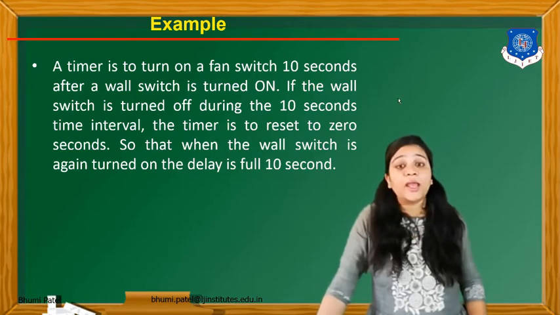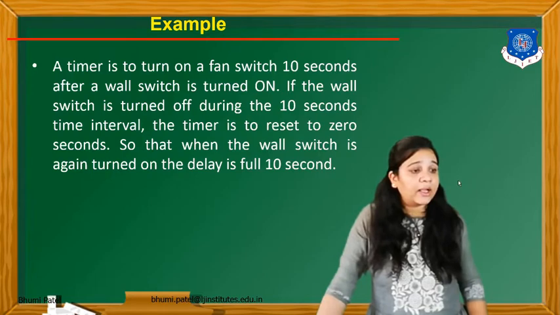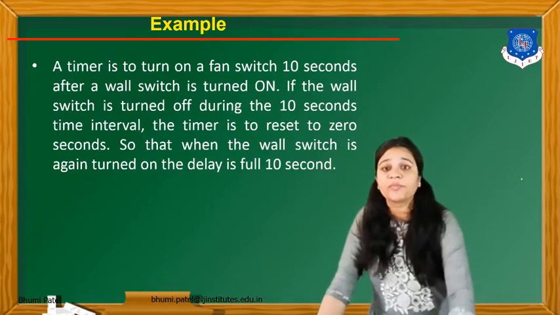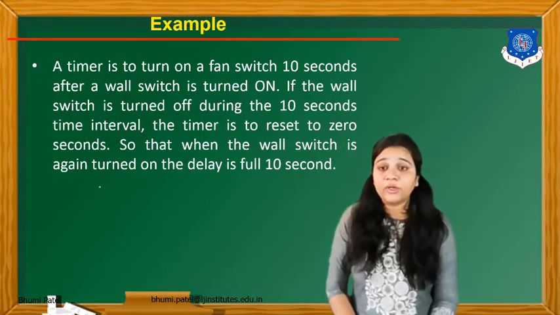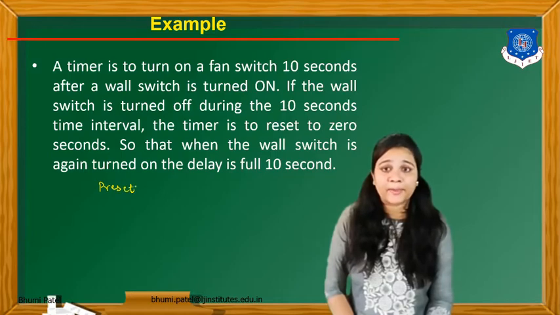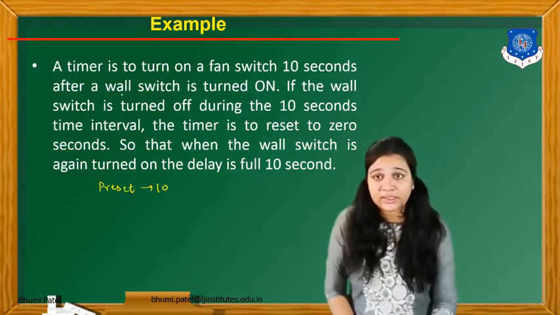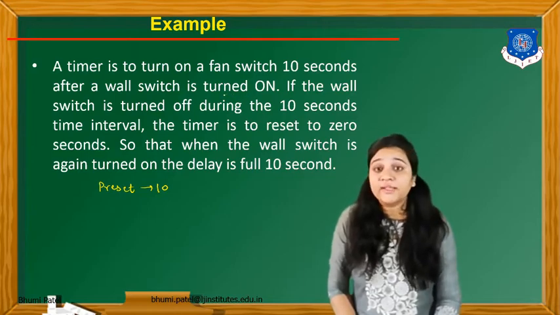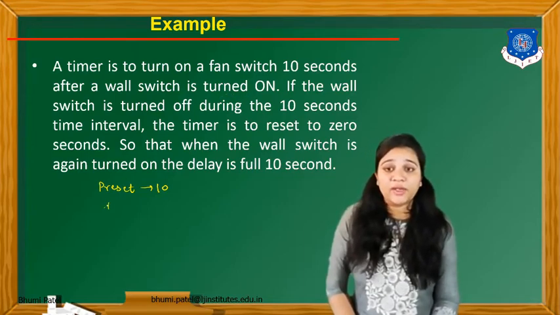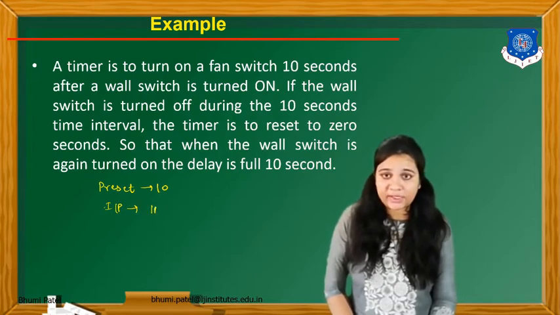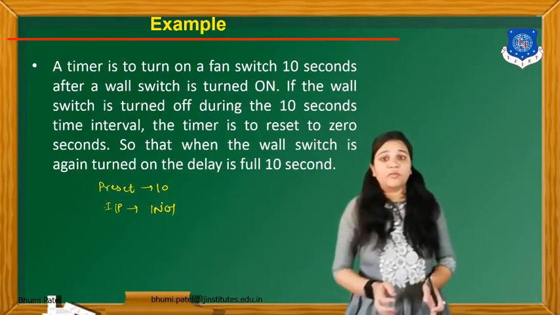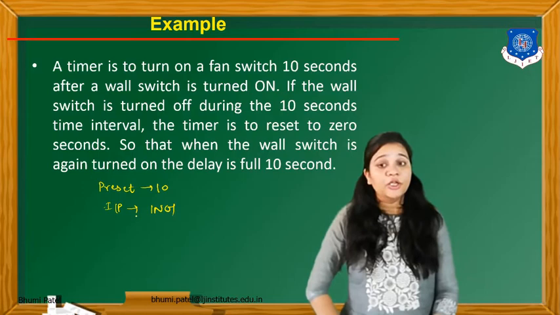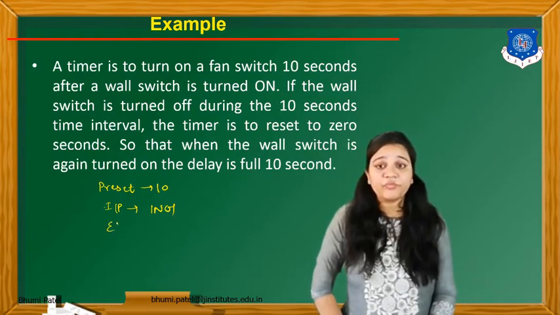First of all, we have to take the input and the output for this system. The timer is to turn on the fan switch after 10 seconds, so we take the preset value as 10 seconds. Now, what is the condition? After a wall switch is turned on. So the wall switch is my input signal, and suppose the name of the input is IN01. If the wall switch is turned off during the 10 second time interval, the timer is to be reset to 0 seconds.